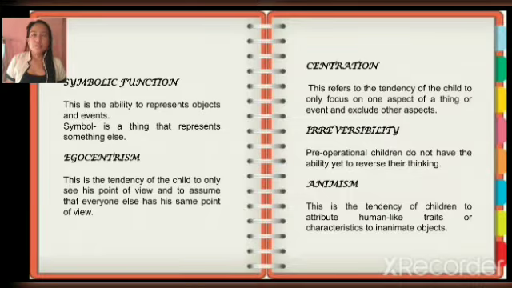So, for example, here in this concentration, the child tends to fix on just one point rather than seeing the wider picture. And then next is the irreversibility. Pre-operational children do not have the ability yet to reverse their thinking. So, they are not able to do reverse thinking.